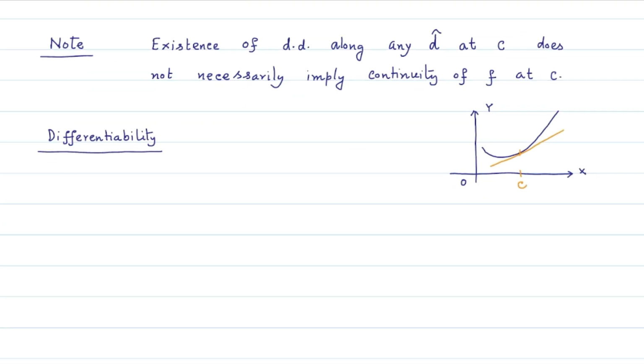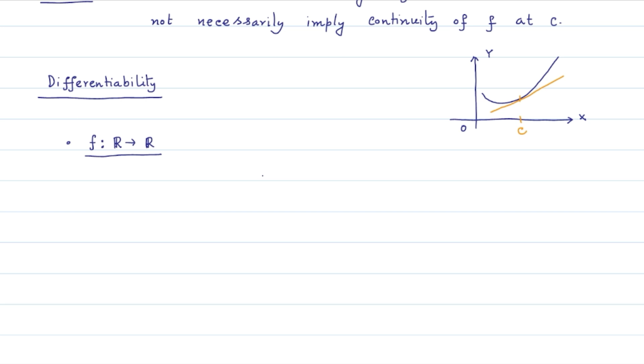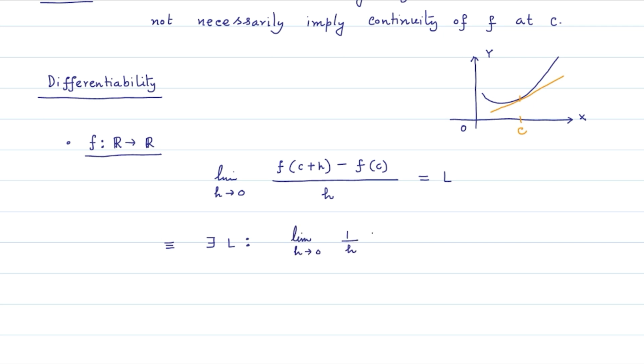We recall that for a function of one variable, say f, we call it differentiable or having a derivative at the point c if the limit as h tends to 0 of (f(c+h) minus f(c)) divided by h exists, and let us suppose this limit value, when it exists, is equal to some number, say capital L. This can be equivalently said: the function f is differentiable at the point c if there exists a finite and definite number capital L such that the limit as h tends to 0 of 1 over h times (f(c+h) minus f(c) minus Lh) is equal to 0.